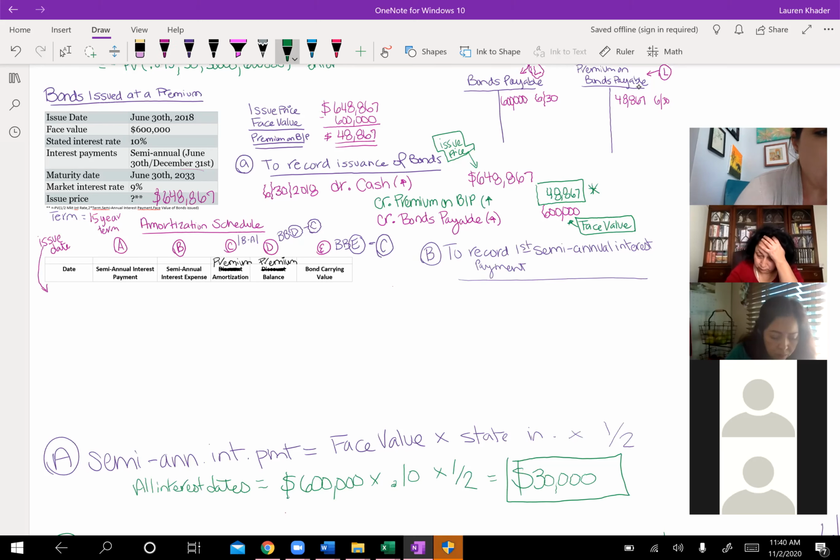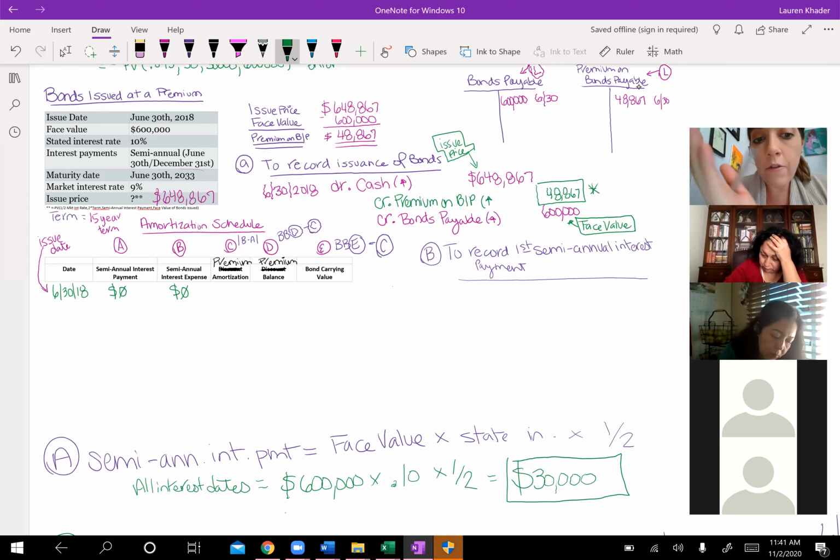So we issued these bonds on June 30th, 2018. And when we issue bonds on the issue date, we don't owe any interest. We're not going to pay any interest, right? So 0 is going to be our first interest payment. And the amount of interest expensed is also going to be 0 because we don't incur any interest. And therefore we won't have any amortization this period.